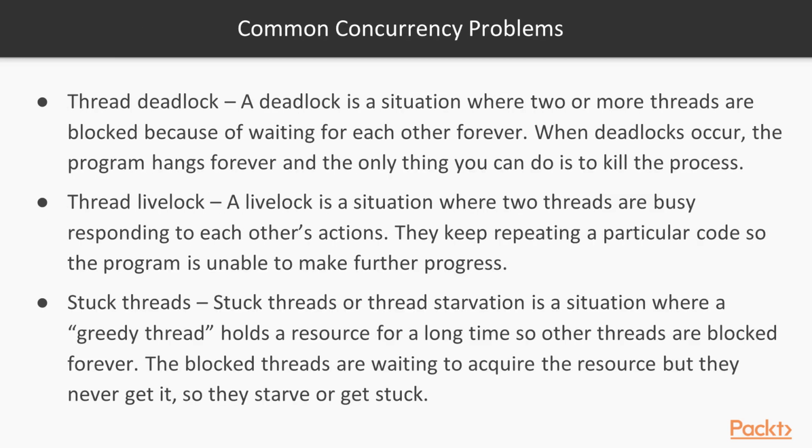The most common concurrency problems are either a thread deadlock, which happens when multiple threads are blocked because they are waiting for each other. When the deadlock occurs, the program usually hangs or is stuck and freezing, and in most cases the only solution to that is to kill that particular process or application, or restart the application server in case of Java EE.